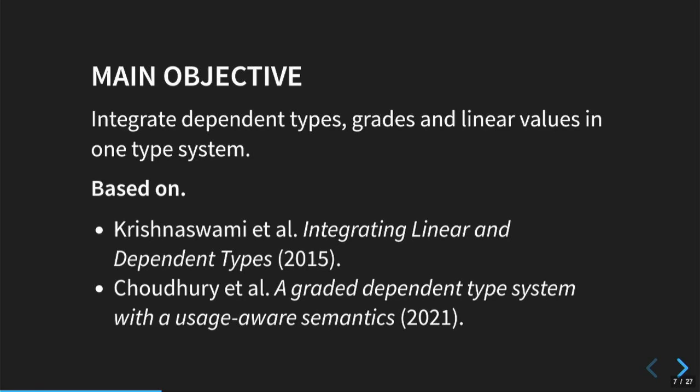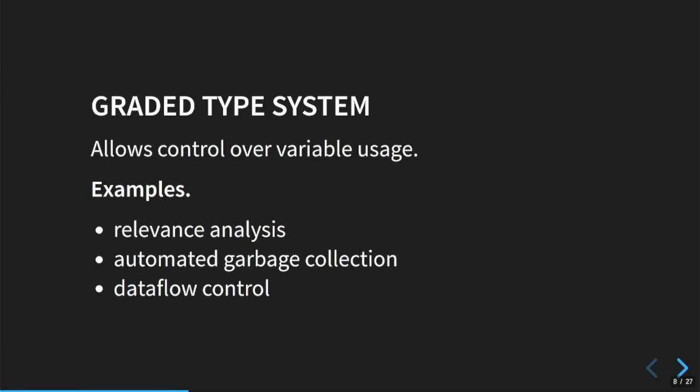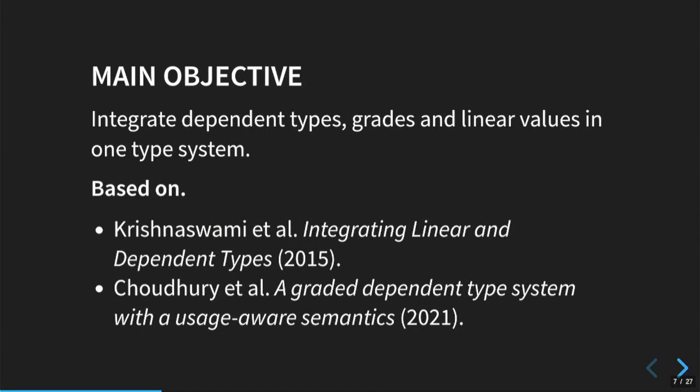This is our main objective, to integrate dependent types, grades, and linear values. And this is based on Krishnaswamy et al., where they combined just intuitionistic dependent types and linear types. And furthermore, Choudhury et al., which is a graded dependent type system. There are others, but we use this one as our basis because my advisor co-authored that paper. So let's look at the graded type system. And this is, by the way, exactly the same as this one, with one tiny modification.